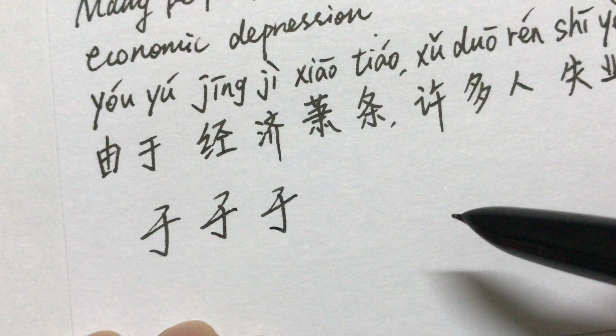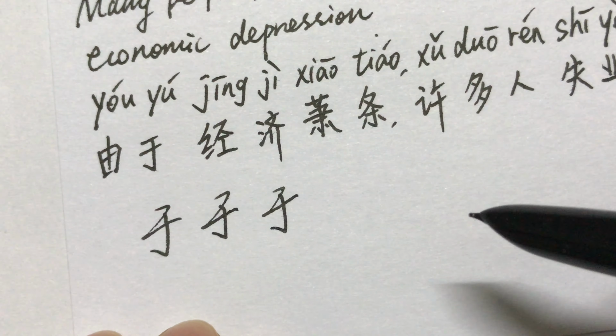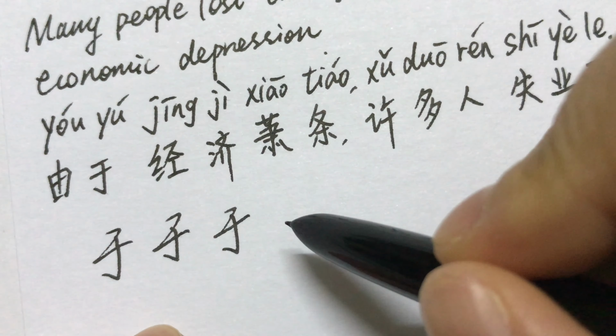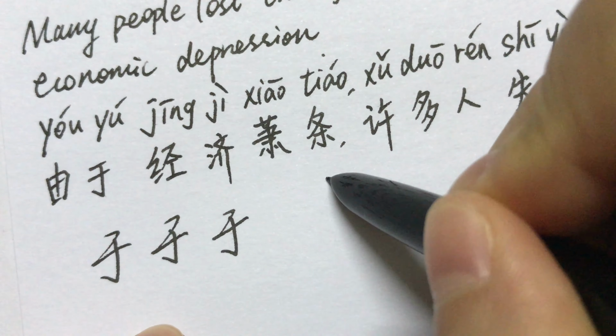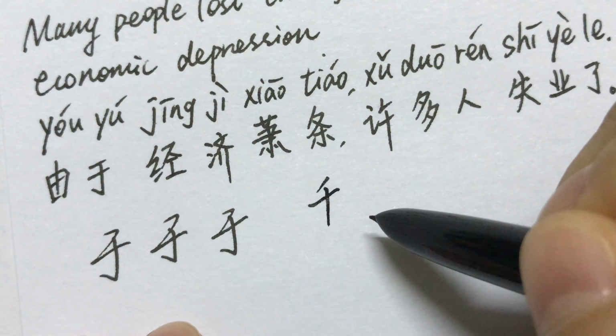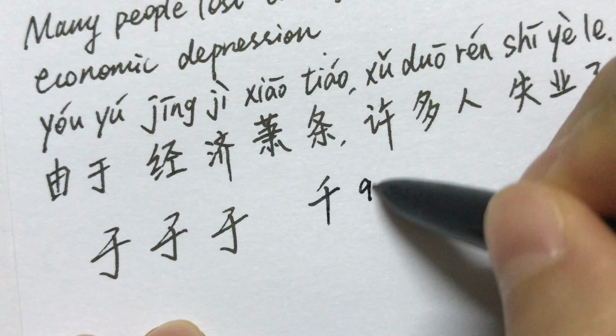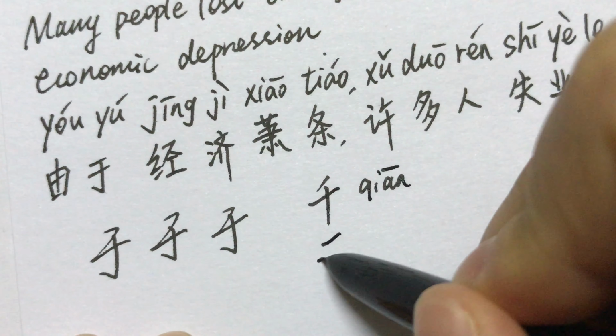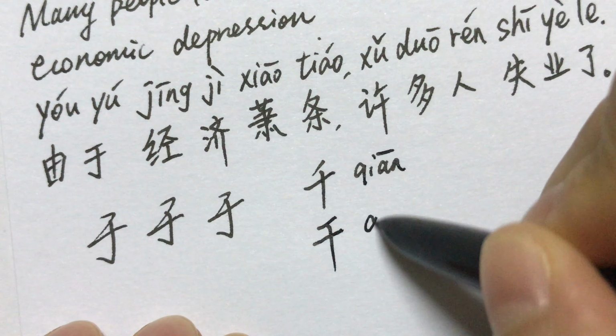However, here are some similar looking characters. Please pay attention to the differences. First one, 千, thousand. 干 or 干.